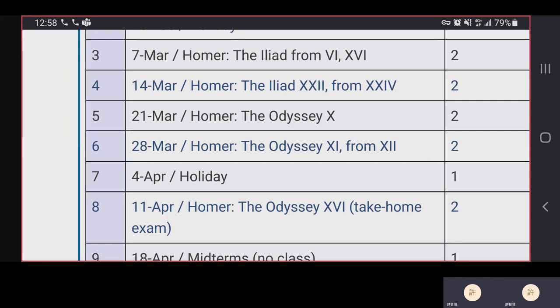They're called Homeric epics because they are supposedly collected, edited by a guy named Homer. I'll talk about that a bit more later. There's a lot of debate about this.